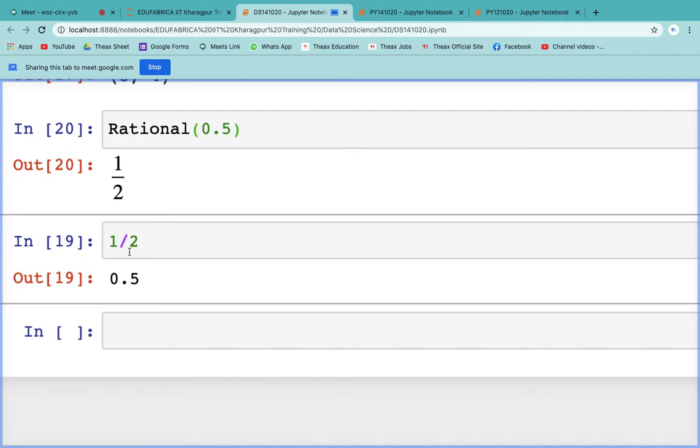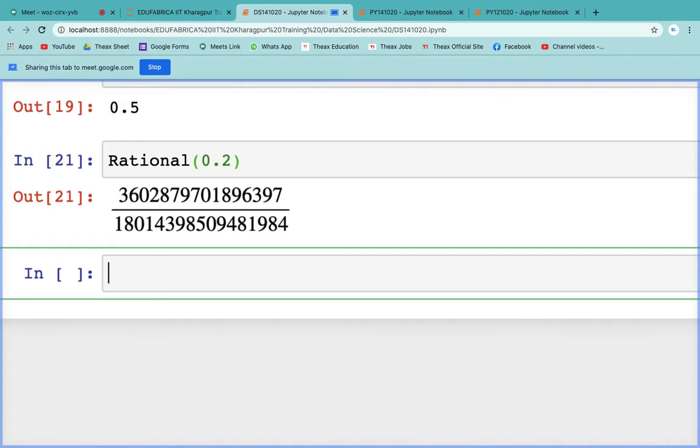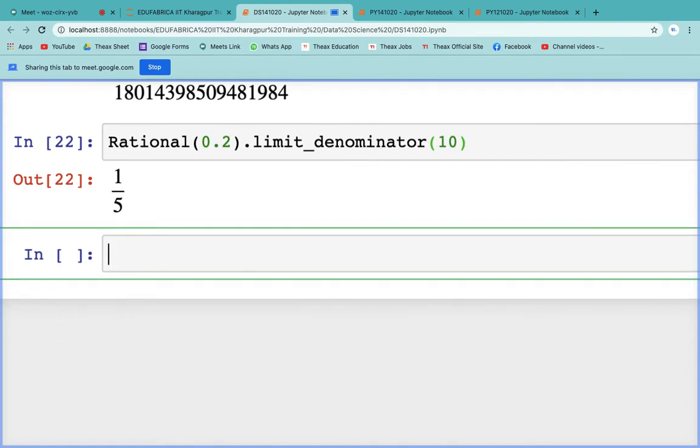But in some cases, if I write rational of 0.2, you see this number. Now, what is it? When this is passed to the rational constructor, it returns a big amount of values, which is nothing but a binary representation. For a simpler representation, you can just write the rational and then limit the denominator. Like if you write 10, you get 1 by 5.